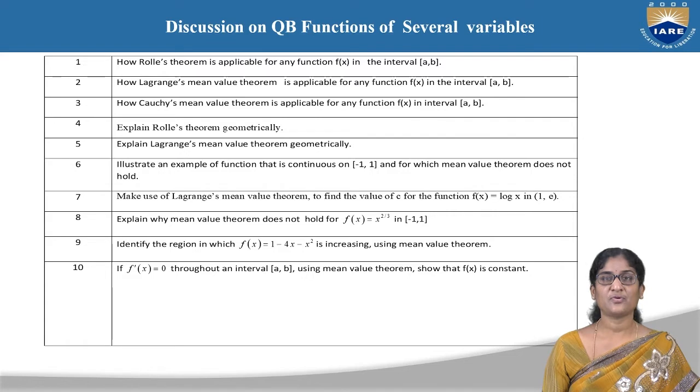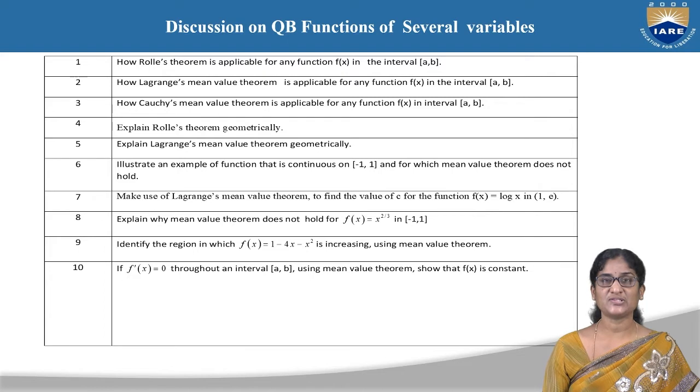Now, to apply Rolle's mean value theorem for any function, the conditions to be satisfied are: first, f of x, the function to which we are applying the mean value theorem, has to be continuous in the closed interval a comma b. Secondly, the function should be differentiable in the open interval a comma b. Apart from this, f of a should be equal to f of b. That is, the function should be of the same height at the two different points a and b. The functional value should be the same.